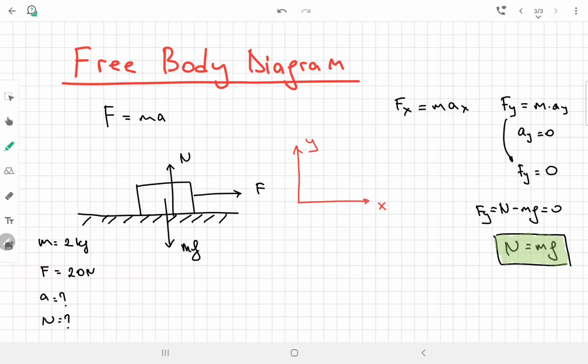Now let's study this object's horizontal motion.